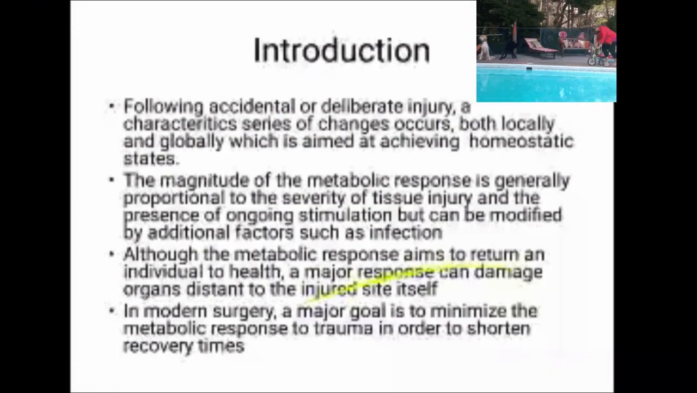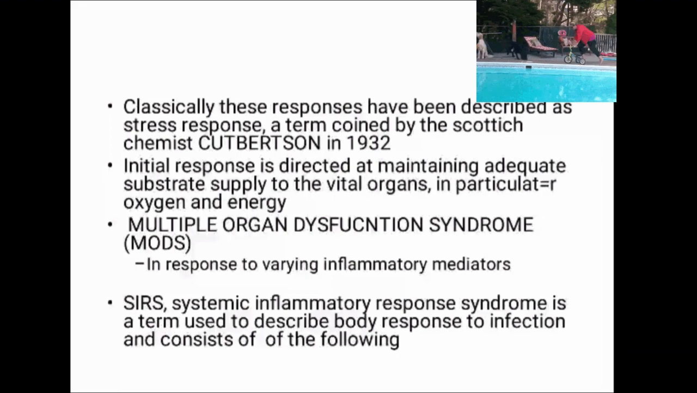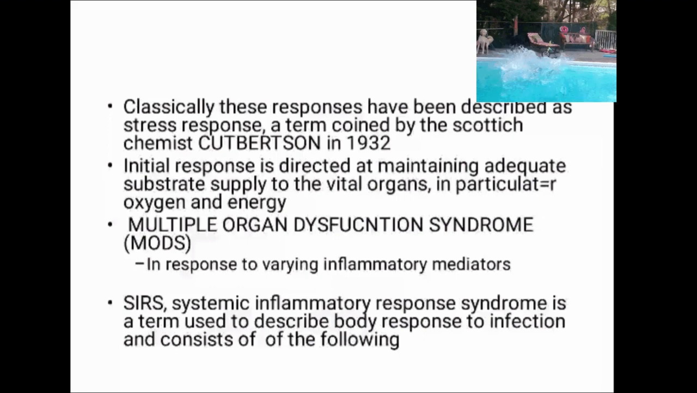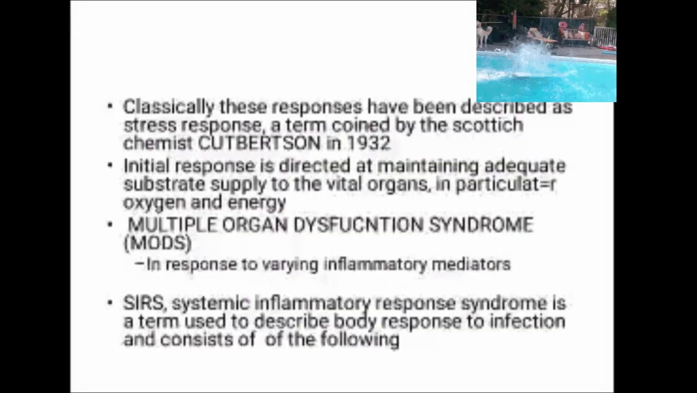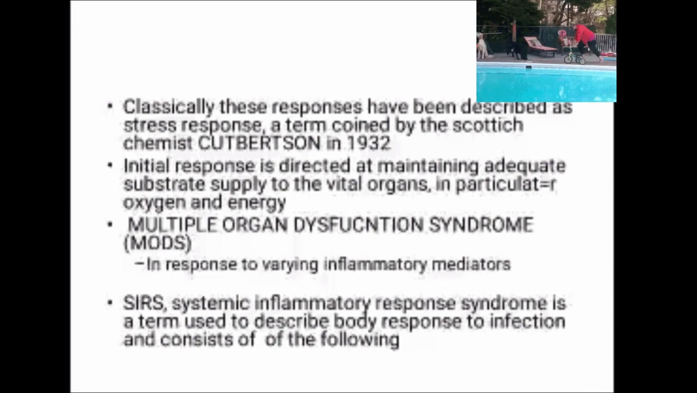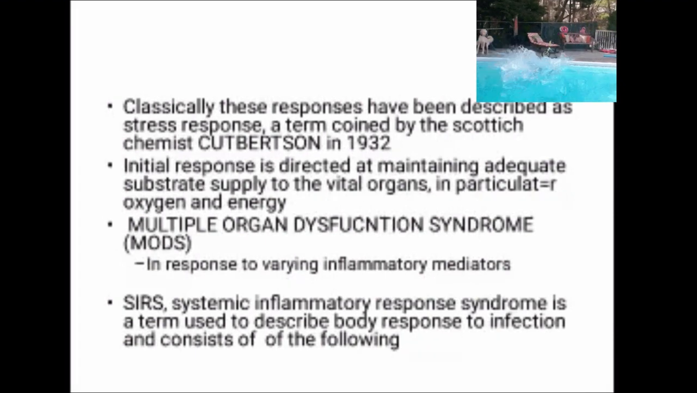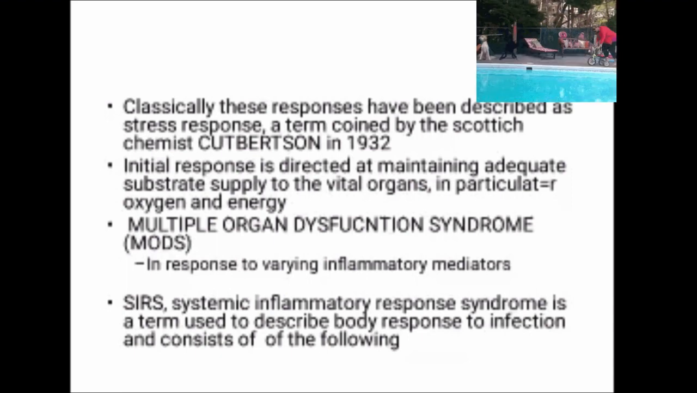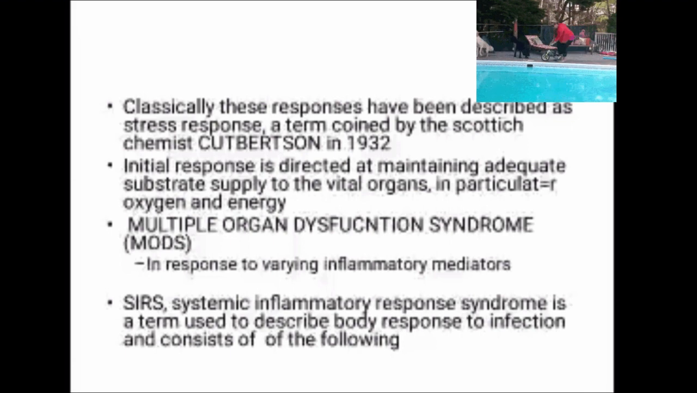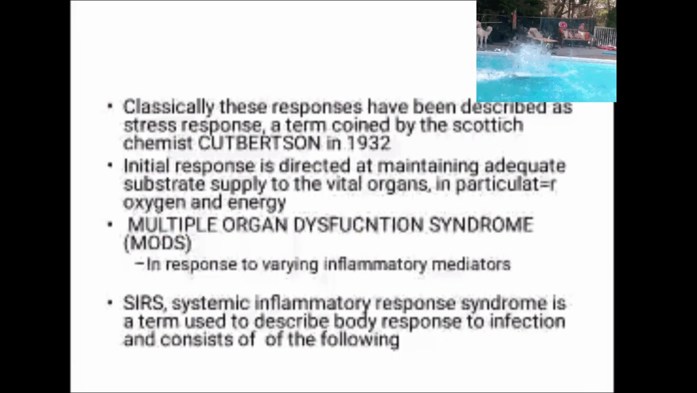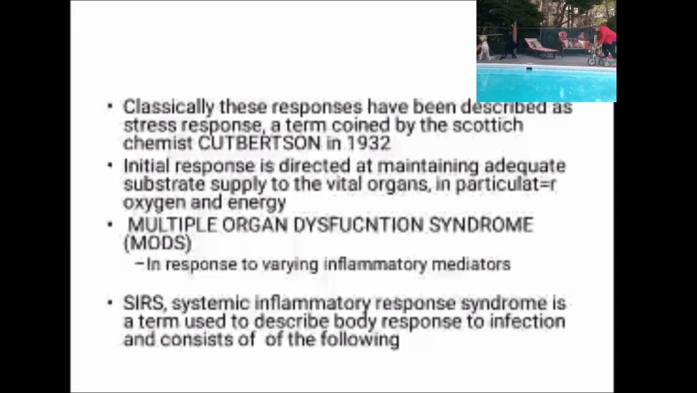Classically, this has been described as the stress response, a term coined by a Scottish chemist called Cuthbertson in 1932. The initial response is directed at maintaining adequate substrates or energy supply to vital organs at the expense of other non-vital organs. In some cases, multi-organ dysfunction occurs due to the effect of inflammatory mediators and poor sustained measures during the insult. Systemic inflammatory response is also a syndrome associated with the body's response to trauma or to infection.